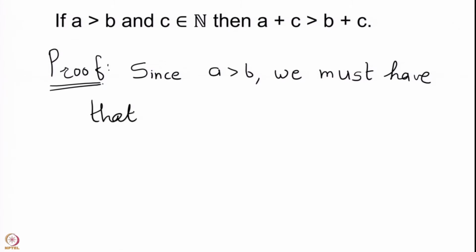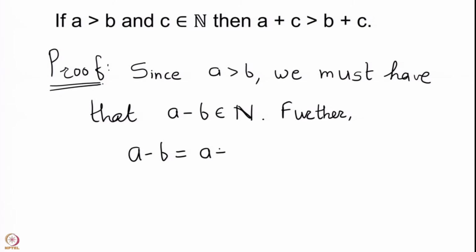that our definition of order will tell you that A minus B is in N. If you have A bigger than B, then A minus B should be a natural number. This is our definition of the order. Further, A minus B is same as A plus C minus B plus C.